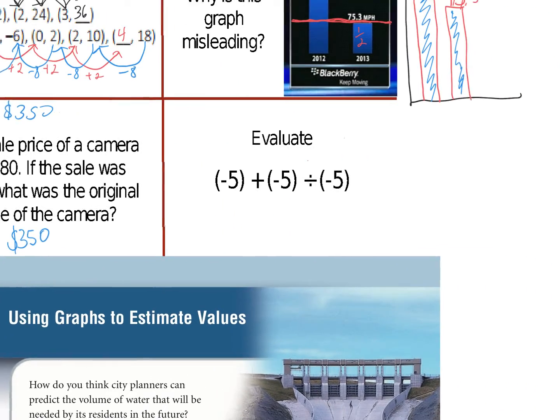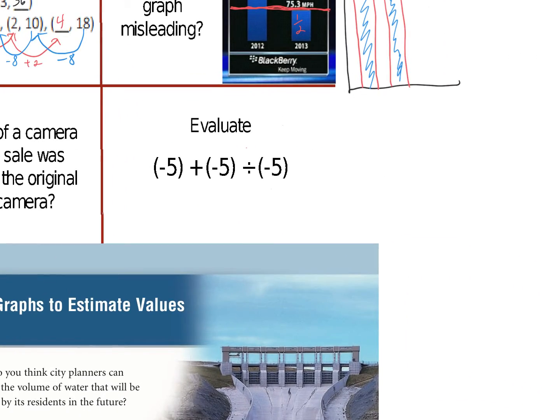Now, the last question here, evaluate -5 plus -5 divided by -5. And really what we need to rely on here is our order of operations. And the question is, do we do the addition or the division first? And if we follow our order of operations, what we would do is we would do this division first.